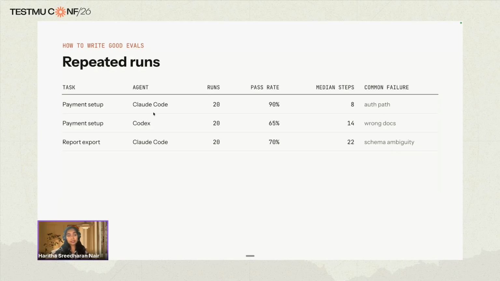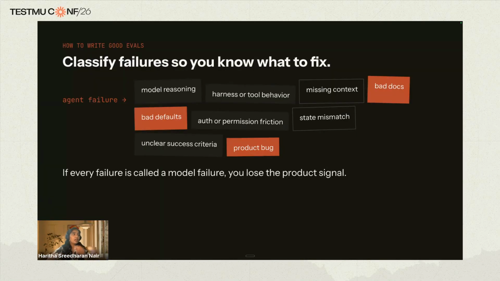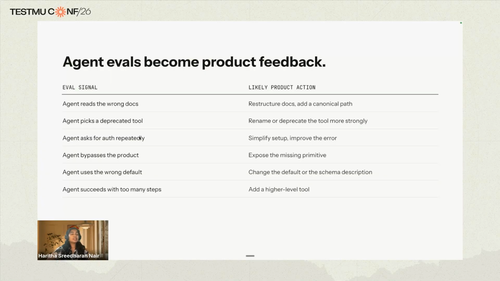Another thing that most people miss is running repeated evals. You need to run these over multiple trials to get statistical significance on the pass rate, because these are probabilistic systems we are dealing with. They are not going to produce the same output every single time you run them. And the last thing is to classify the failures so that you know what to fix. Not everything is going to be a model failure. You need to be able to classify them into, okay, this is a harness problem, this is missing context, this had an auth issue, this had unclear success criteria, so that you can then go back and fix them. This is how you take agent evals and convert them into product feedback.